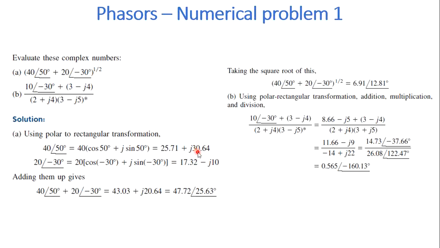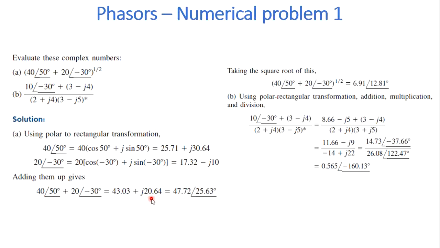Now we can add these two complex numbers. Adding real part with real part gives 43.03, and adding the imaginary parts gives plus j20.64. The problem statement is an addition followed by a square root. For taking the square root, we have to convert this number again into polar form. This can be done using a calculator, or else we have a formula.